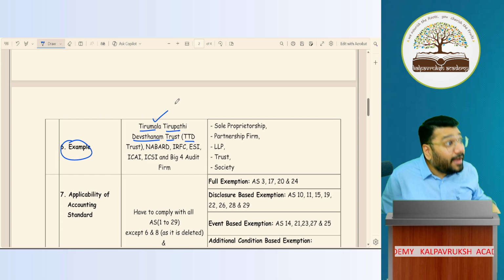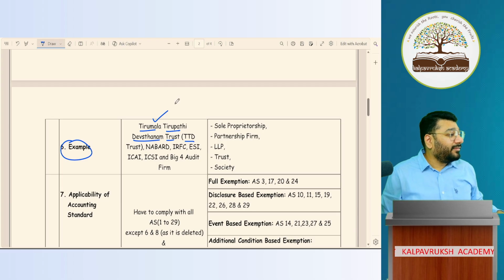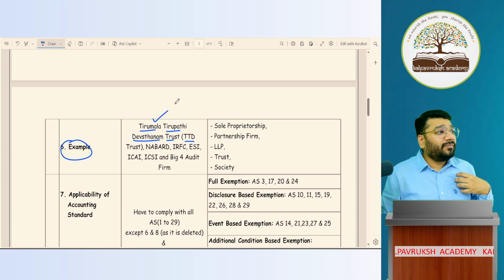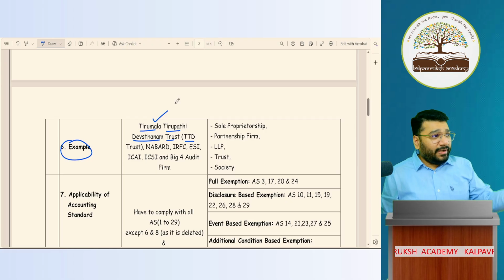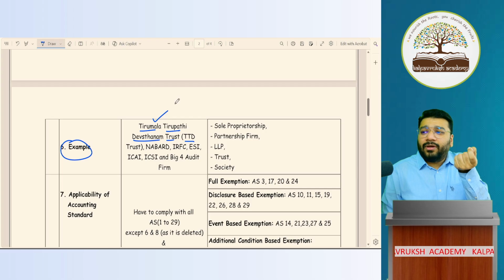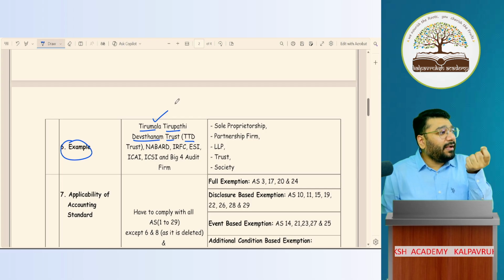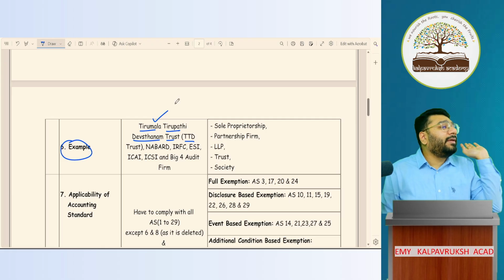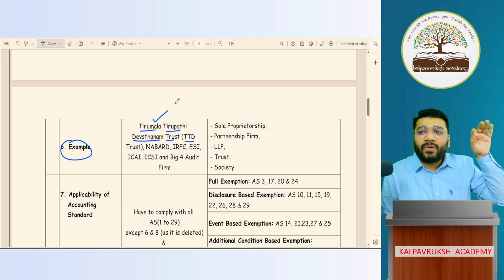10 lakh. I'll donate 10 lakh. Okay, all commercial motive. Even if a small part of your trust activity comes under commercial or business activity, 100% you have to apply AS. Okay, not okay?